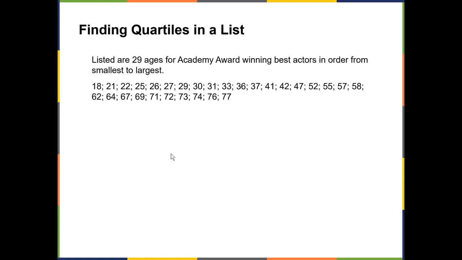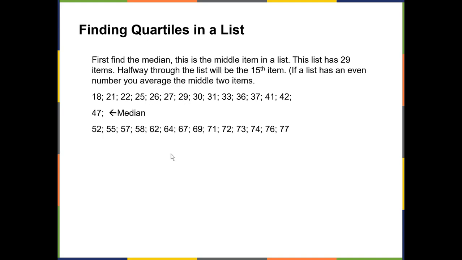Let's practice finding quartiles in a list of numbers. Listed below are 29 ages for Academy Award-winning Best Actors in order from smallest to largest. Remember, we always need to have an ordered list. The first thing we're going to do is find the median. The median is the middle item on a list.